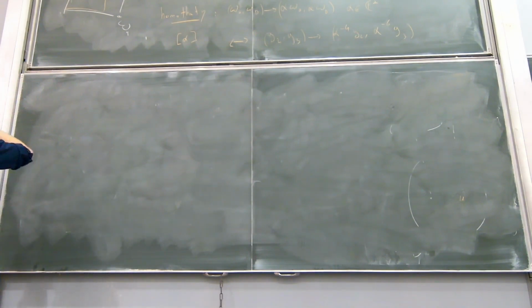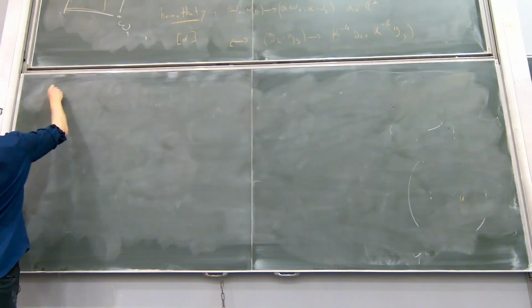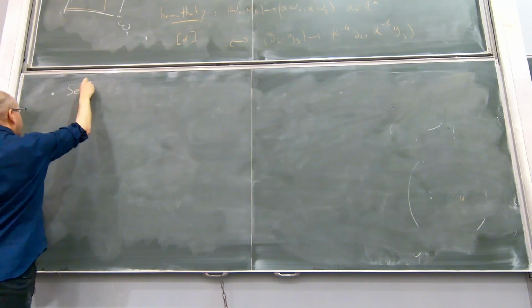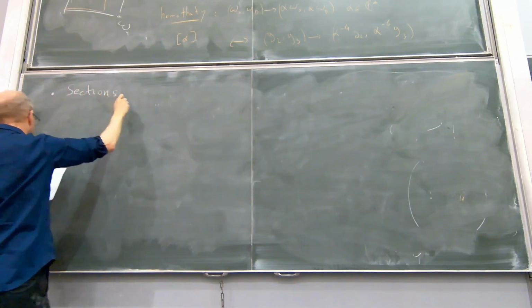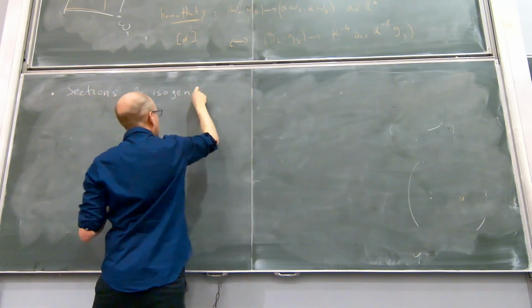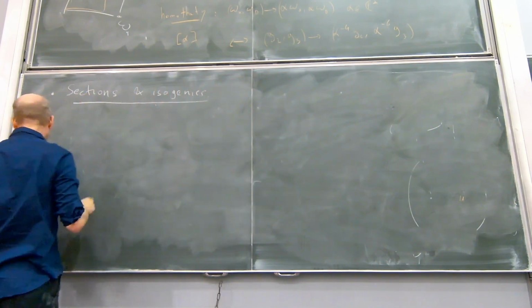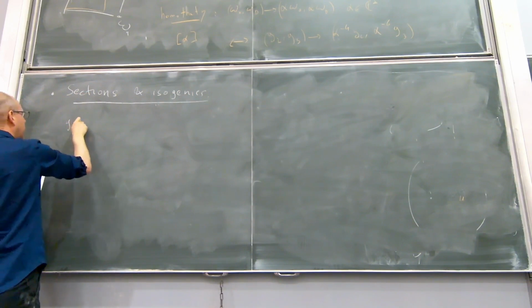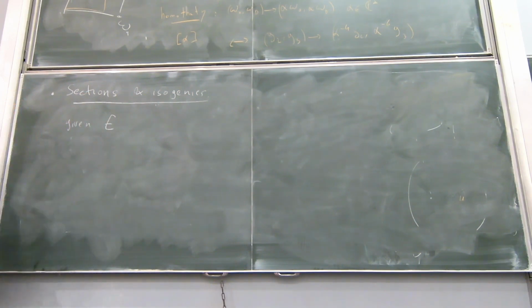So that was point 1.1, I guess. And the second point is I want to discuss briefly sections and isogenies. Okay, so given an elliptic curve, let me call it E.